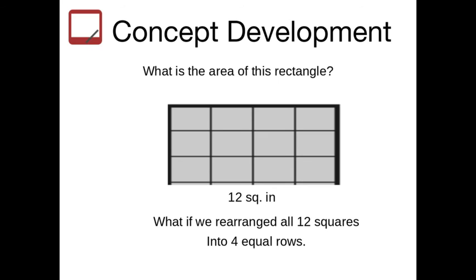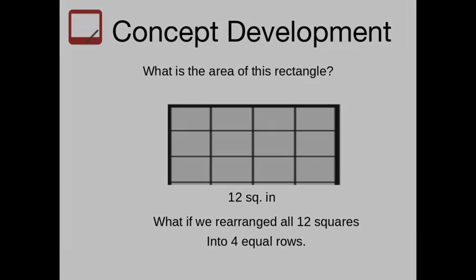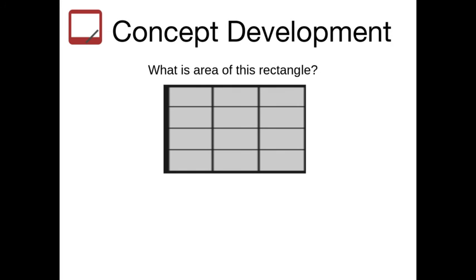What about if we rearrange all 12 squares into 4 equal rows this time? Go ahead and try it on a piece of paper. Your new rectangle might look something like this. So what is the area of this rectangle? See if you can figure it out. You guessed it, 12 square inches.